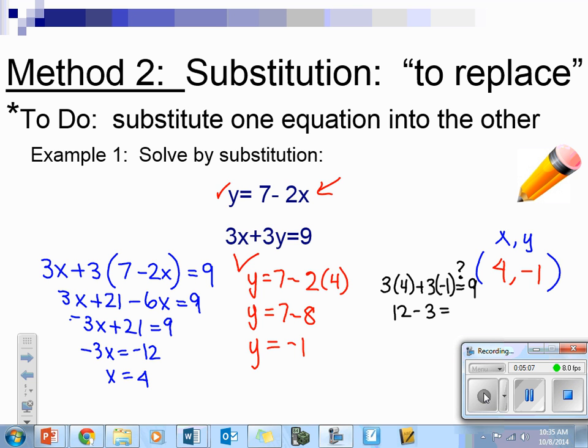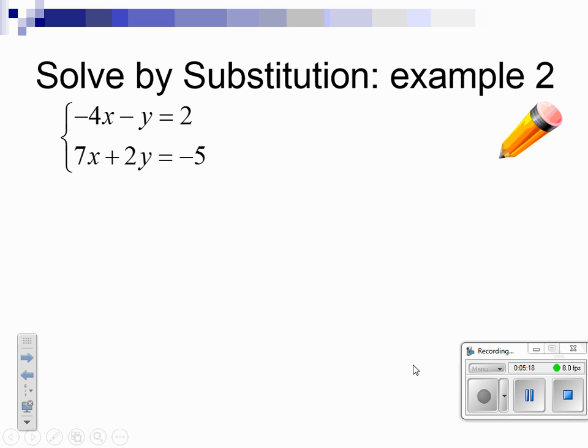12 minus 3, is that 9? Yes, 9 equals 9. Therefore, the solution is (4, negative 1). Okay, let's do another example. Solve by substitution, example number 2.